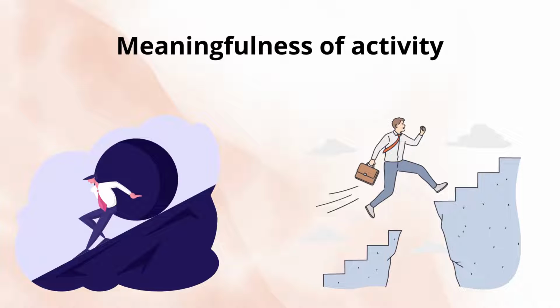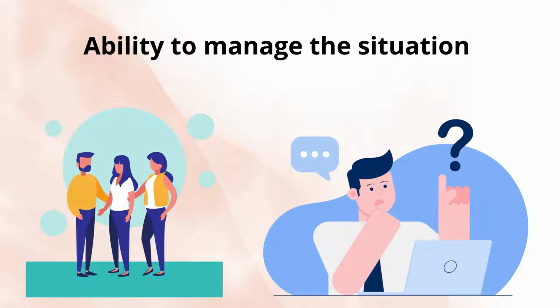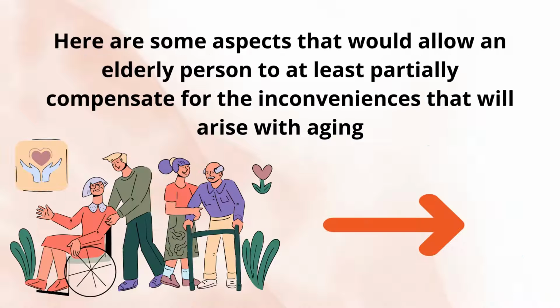Meaningfulness of activity shows how much life's problems and requirements seem worthy of efforts, sacrifices, and commitments to the individual, how much they are perceived as a challenge and not as a burden. Ability to manage the situation reflects beliefs that one can solve a problem by oneself or turn to others for help and receive it. Here are some aspects that would allow an elderly person to at least partially compensate for the inconveniences that will arise with aging.